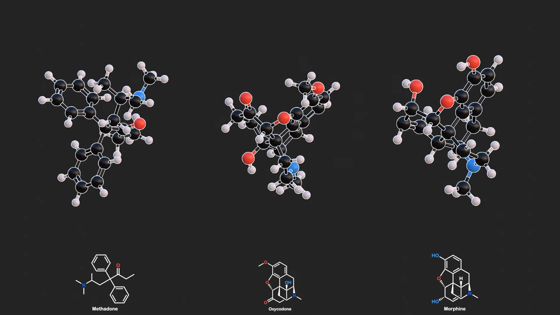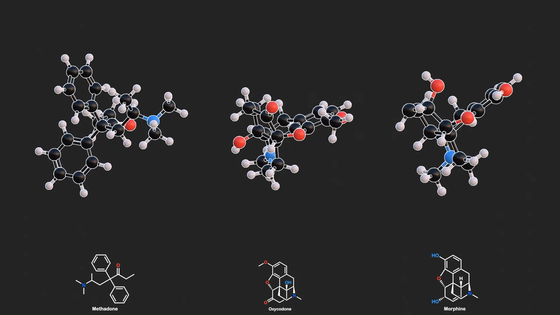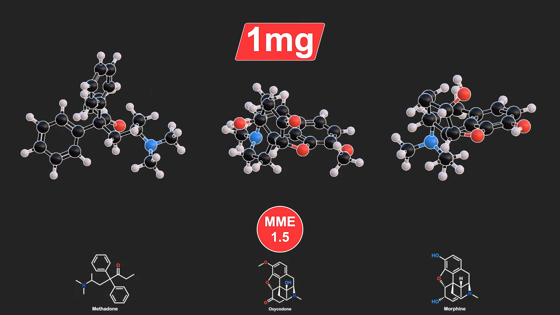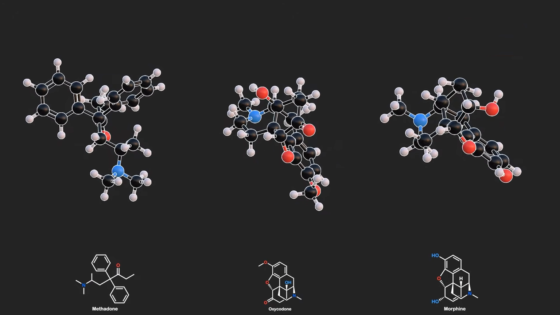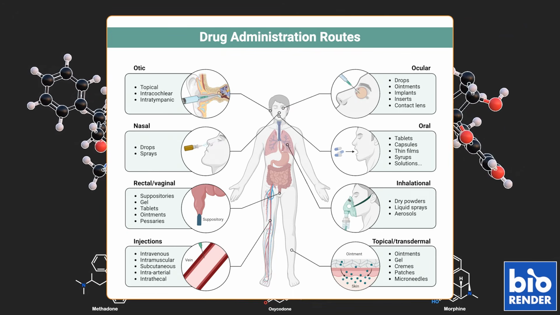For example, oxycodone has an MME conversion factor of 1.5, so 1 milligram of oxycodone is equivalent to 1.5 milligrams of morphine. The conversion factor changes depending on how the opiate is administered.